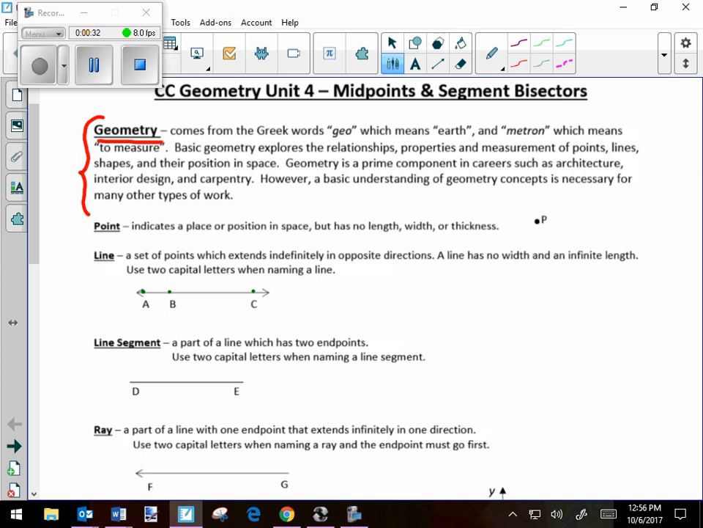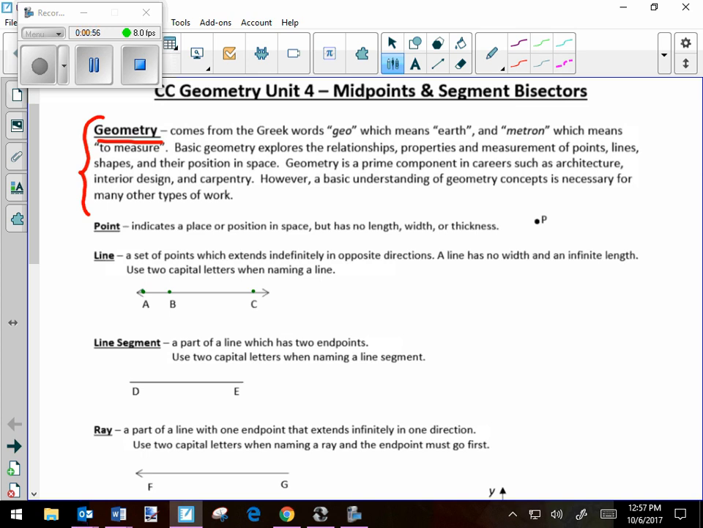Basic geometry talks about relationships, properties, and measurement of points, lines, shapes, and where they sit or their position in space. A lot of times geometry is used in careers such as architecture, interior design, and carpentry, but a basic understanding of geometry is also necessary for many other kinds of work.